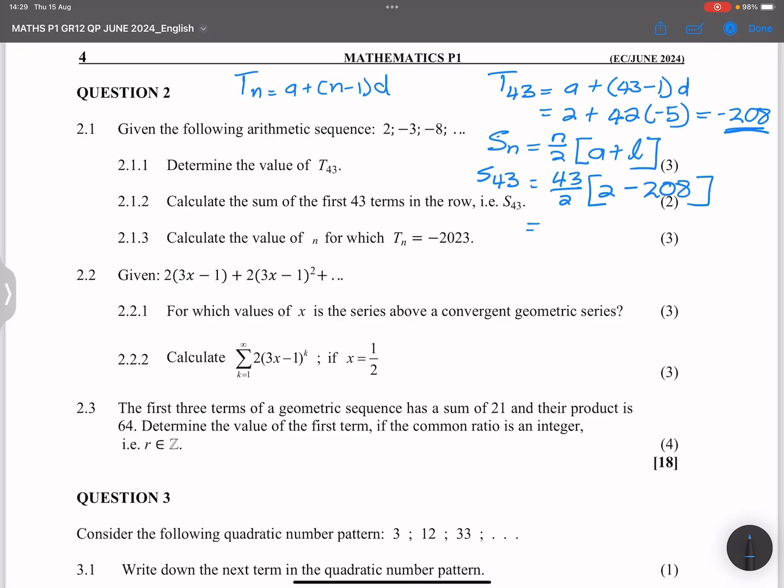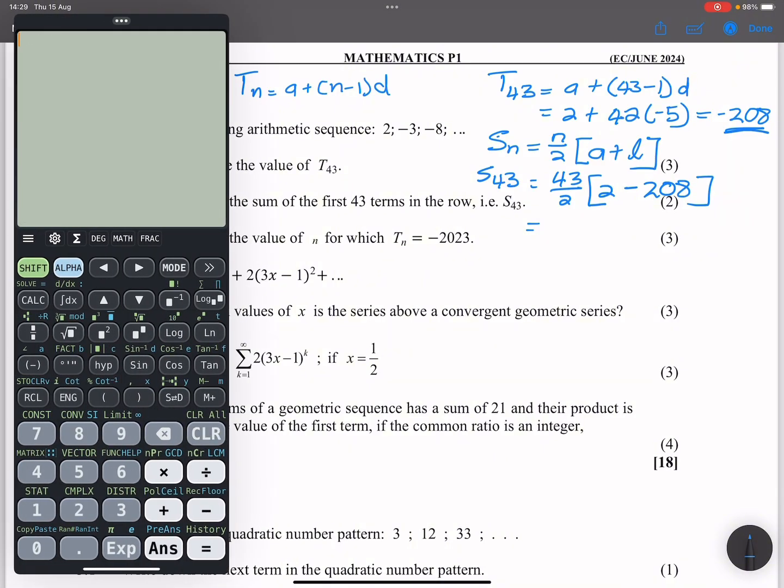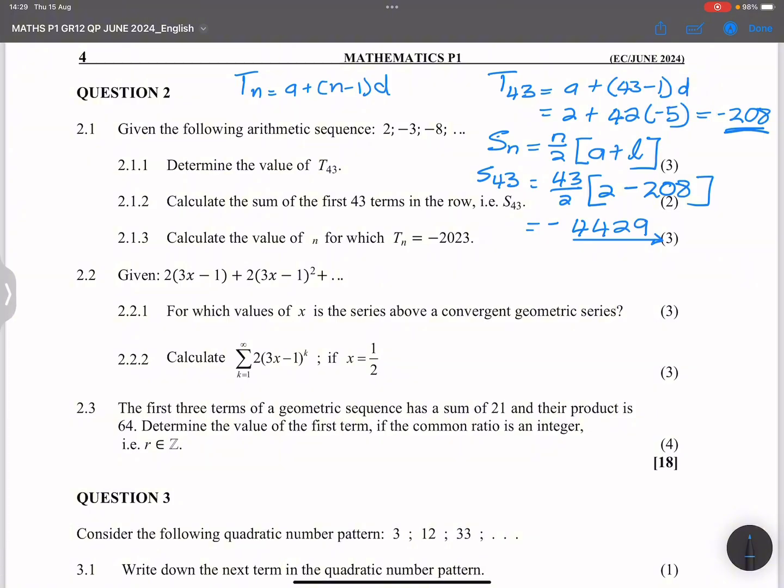So let's find that value quickly. That will be 43 over 2, and we multiply that into 2 minus 208, and that is what we get. That's -4429. All right, please, you can verify that just to make sure that you get to the same answer. Right, now we go to the next question.